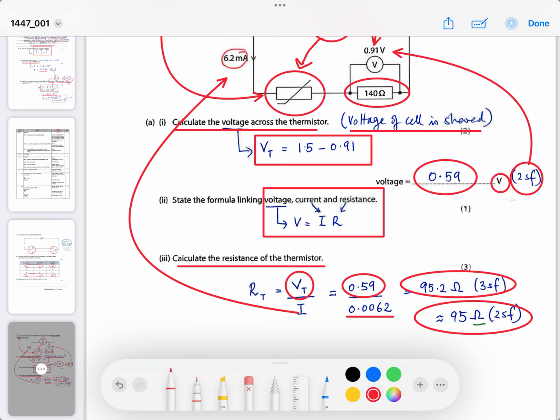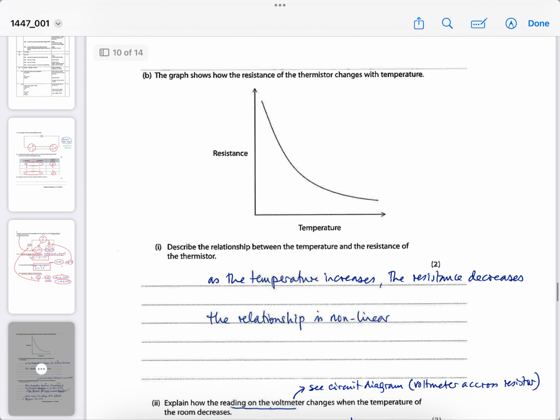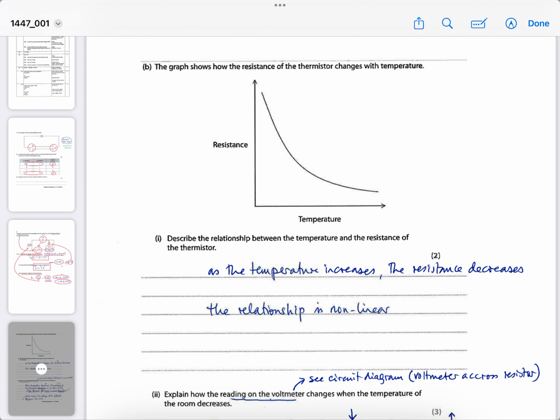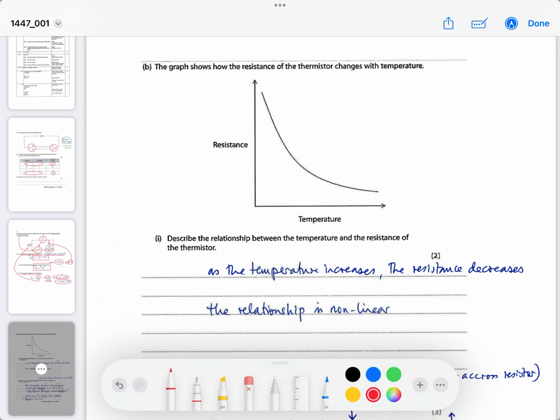Okay? So there's another question done. It then says the graph shows how the resistance of the thermistor changes with temperature. So your teacher will have gone through this with you. As the temperature increases, describe the relationship between the temperature and the resistance of the thermistor. So I wrote, as the temperature increases, the resistance decreases. So it's an inverse proportion, yes?